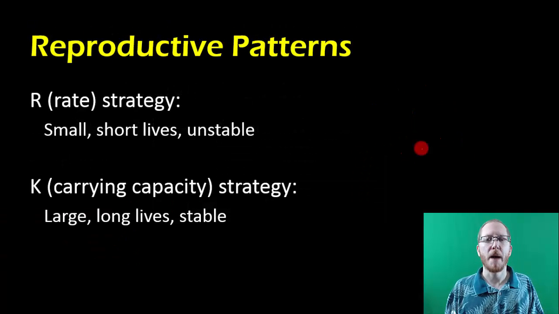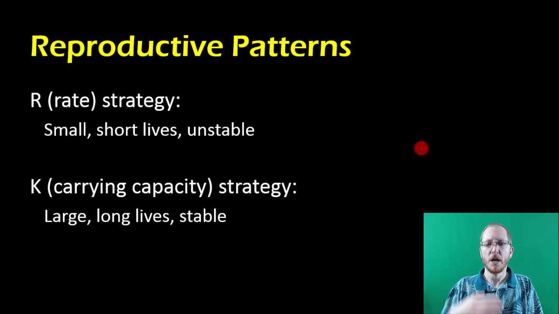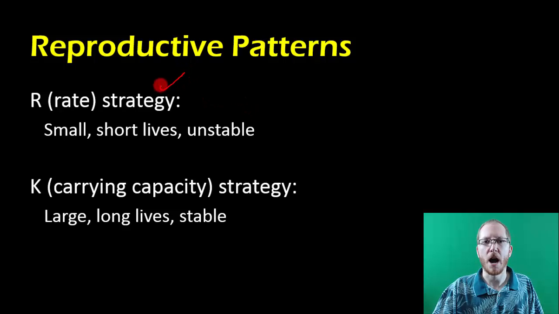Now with reproductive patterns, these are the two strategies that many organisms will take to try and survive. If you're a small organism, or an organism in an environment that changes rapidly, like in Ohio, an organism that can only live during the summer because you die if it gets cold, or an organism like a fungus that grows on bread, but after it eats all that bread, it might just starve to death because there's no more food, they tend to favor the r strategy.